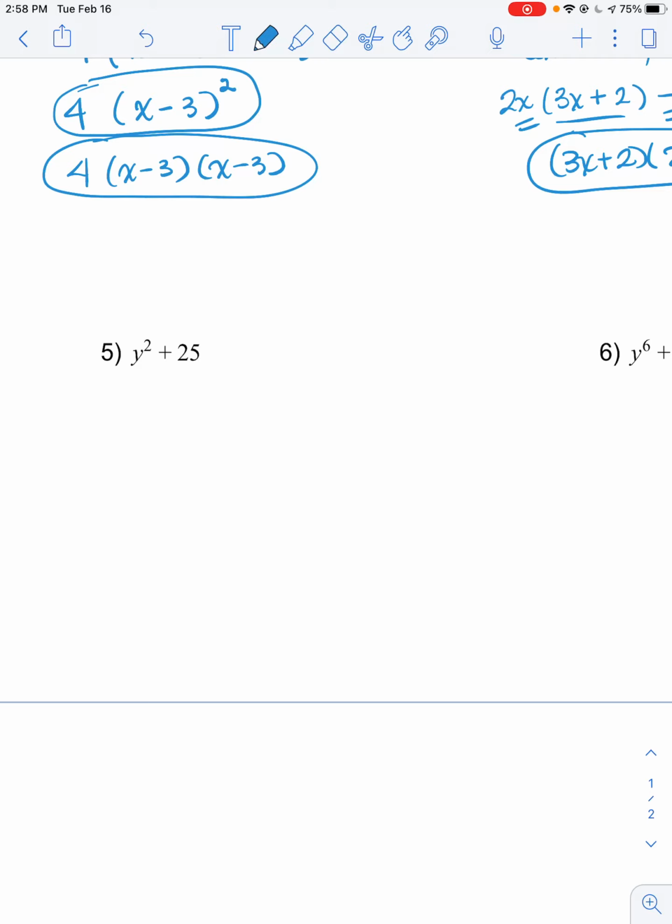So I have to answer those somehow. Either I circle this saying that, yep, my answer is y squared plus 25. That's the factored form. That's as factored as I can get. Or I could even write, not factorable further. And that would be good enough for a test.